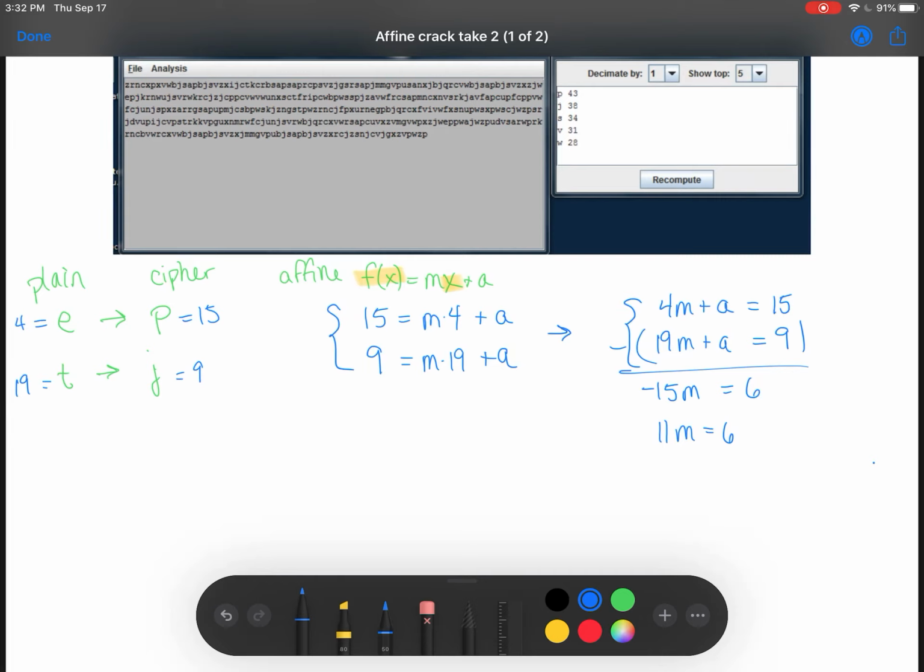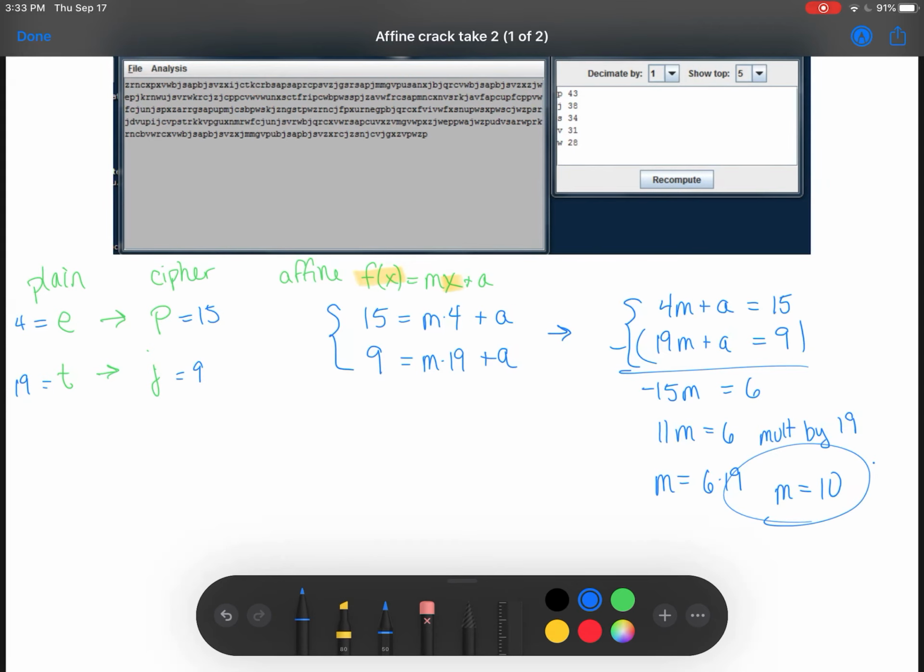And then to solve that, we need to know what is the multiplicative inverse of 11, which turns out is 19. So we multiply both sides of the equation by 19, which would give us m is equal to 6 times 19. And for that, you probably want to grab a calculator. So 6 times 19 is 114. And then we subtract 26 a bunch of times, and we get m equals 10.